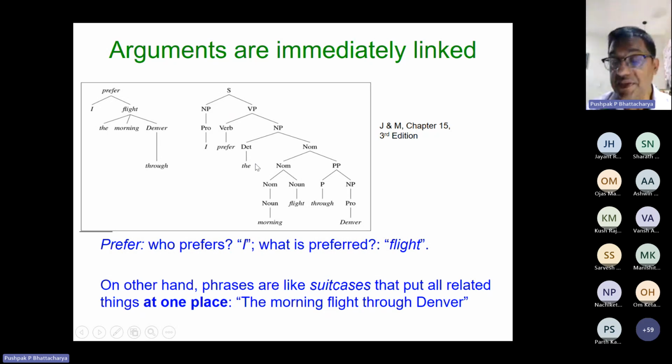Okay, so these are the relative merits and demerits of dependency parsing and constituency parsing. Of course, this reference that is given, Jurafsky and Martin, has a very good discussion on dependency parsing. So you are encouraged to look at it.